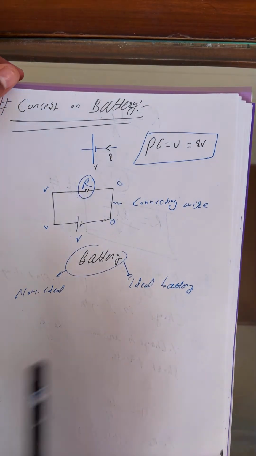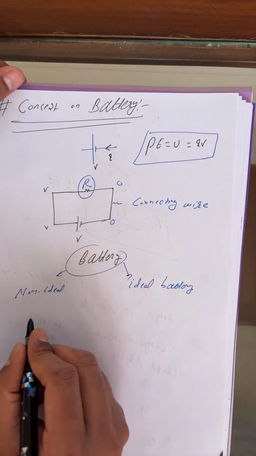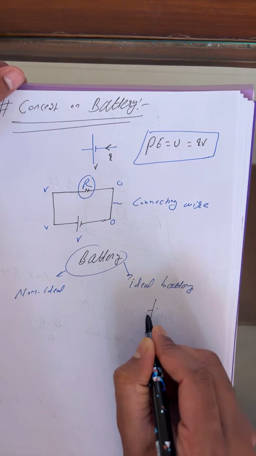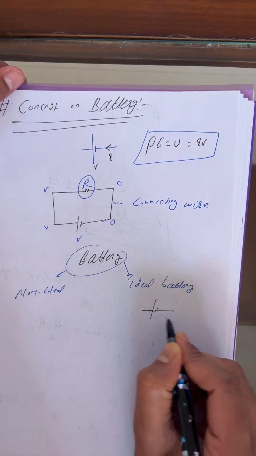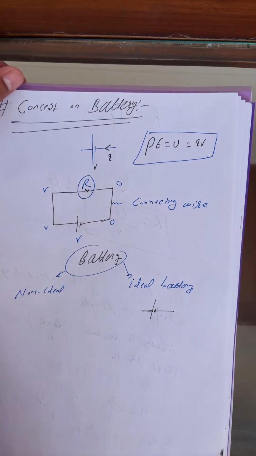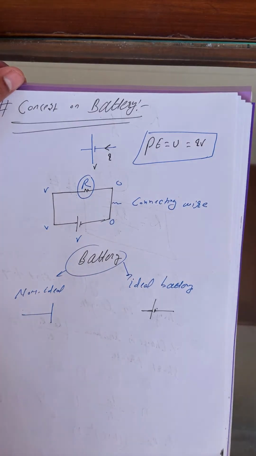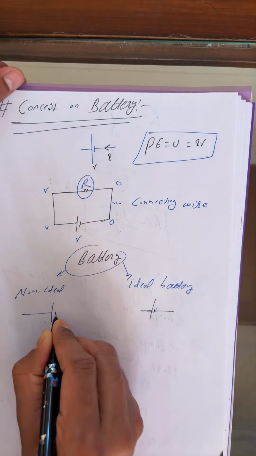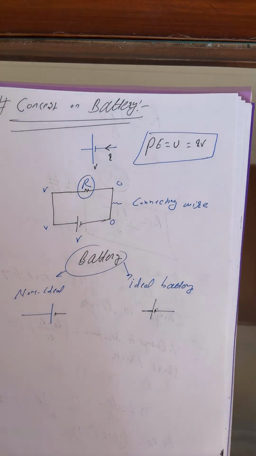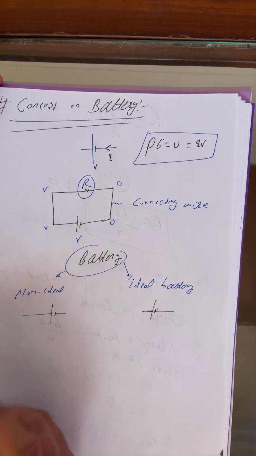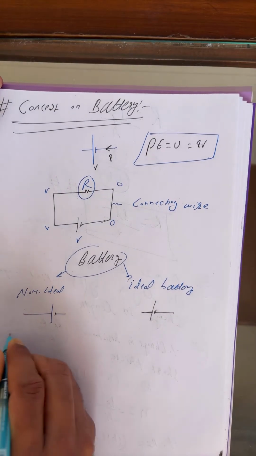What is the difference between these two, bacha? In an ideal battery, there is no internal resistance. For a non-ideal battery, this is the difference: there is internal resistance. Right? Okay. Bacha ji, I wanted to explain one more point here.